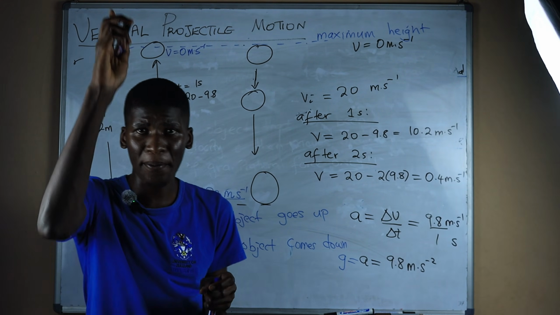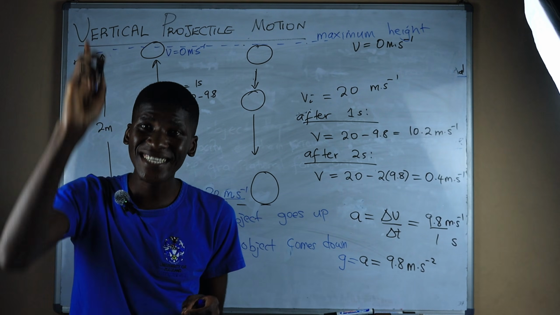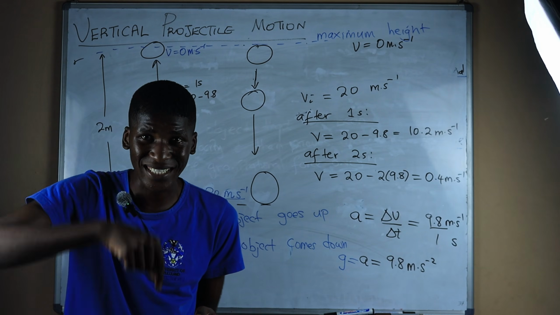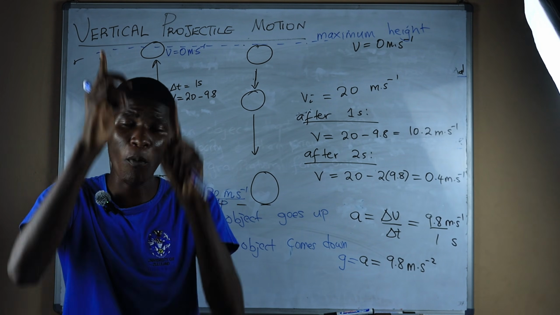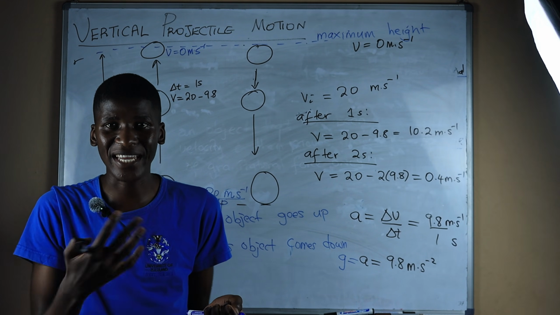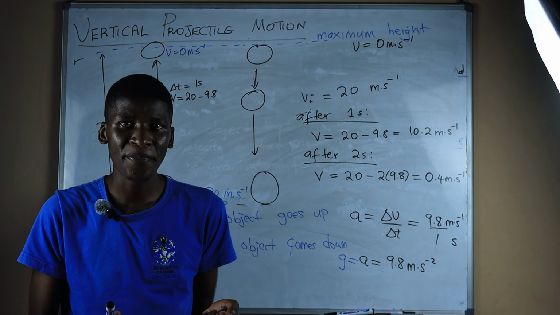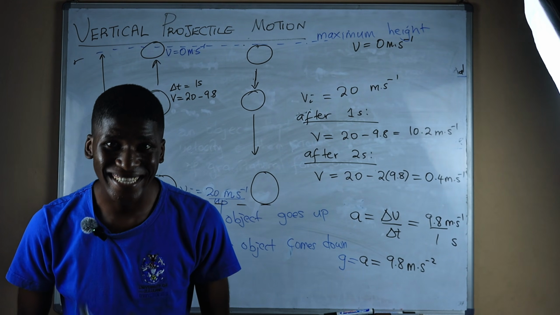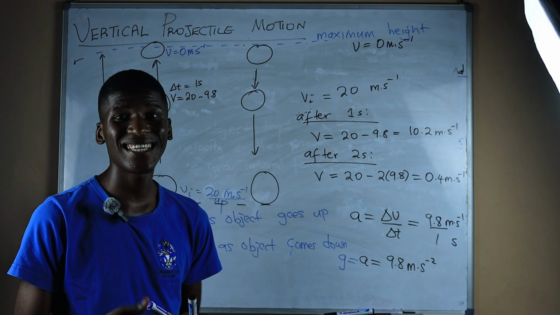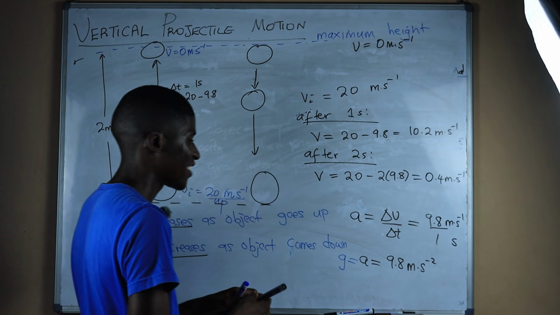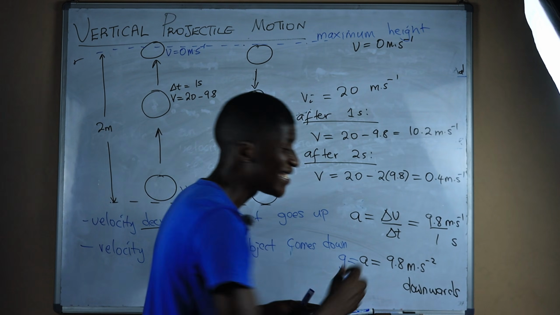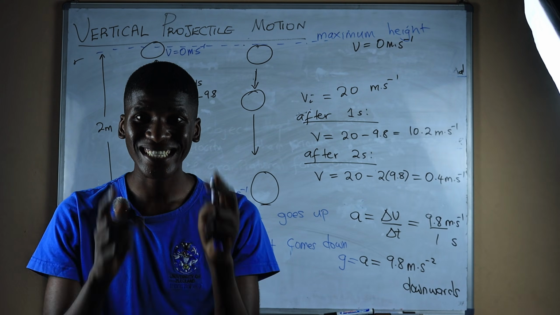But when the object is going up, it is opposing the gravitational force, because gravitational force, remember, always acts downwards, right? So when the object is going up, it is opposing the gravitational force. That is why it slows down and the velocity decreases by 9.8 meters per second each second. So whenever they ask you the acceleration of this object, you are going to say it's 9.8 meters per second squared downwards. Now we add the direction, because remember that acceleration is a vector quantity. So it's 9.8 meters per second squared downwards.